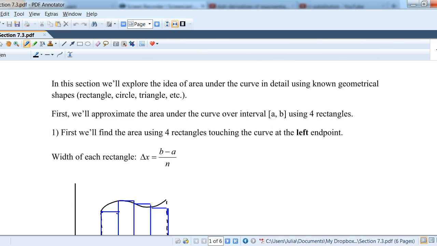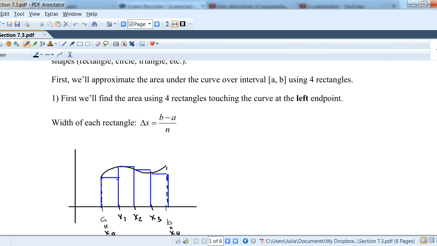So first of all, here I have a little picture, so to speak, if you can imagine. If we think of the width of each rectangle as delta x, or change in x, that's where the dx is coming from. And the way we can compute it, we can take the length of the whole interval, which is b minus a, and then divide by the number of rectangles. So it should make sense. We'll have b minus a over n.